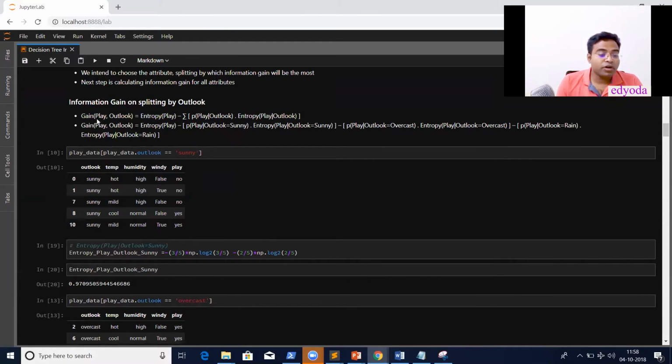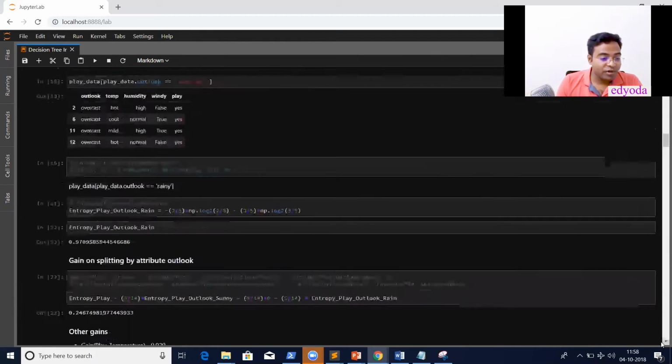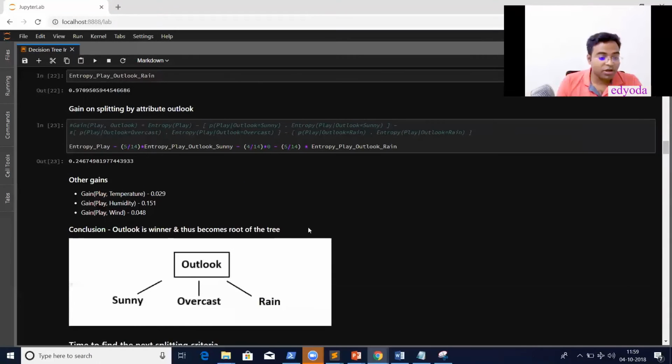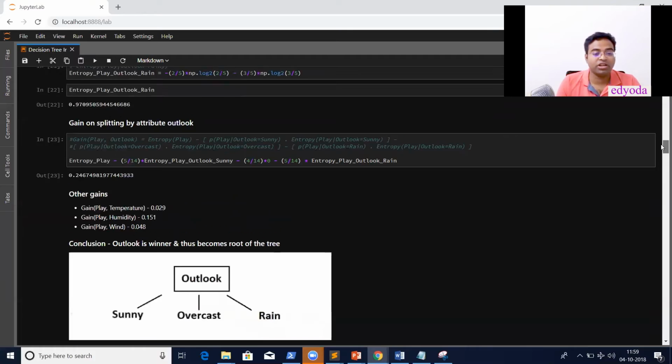So what do we want to do? We want to understand the gain when you are splitting by outlook, and the gain when you are splitting by temperature, humidity, and wind. Whichever is the highest, we will split based on that. In our situation, the information gain for outlook was the highest compared to temperature, humidity, and wind. You can see these are the values for temperature, humidity, wind, and for outlook it was this value. So let's learn to calculate, and after calculation we need to compare.